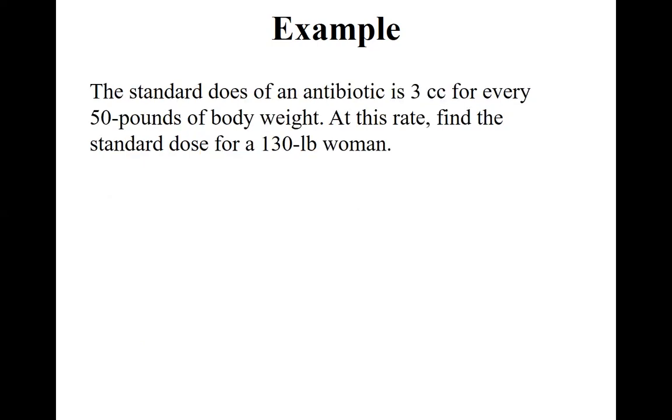The standard dose of an antibiotic is 3 cc for every 50 pounds of body weight. At this rate, find the standard dose for a 130-pound woman. So 3 cc's for every 50 pounds of body weight.